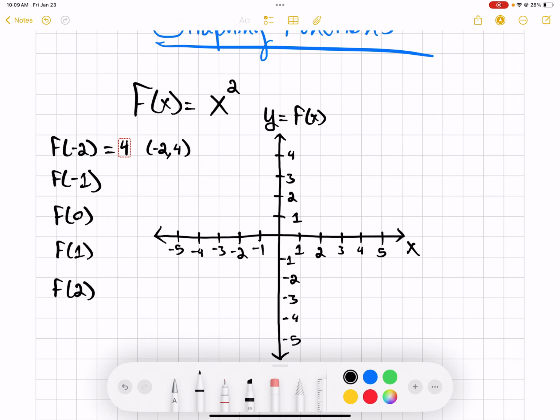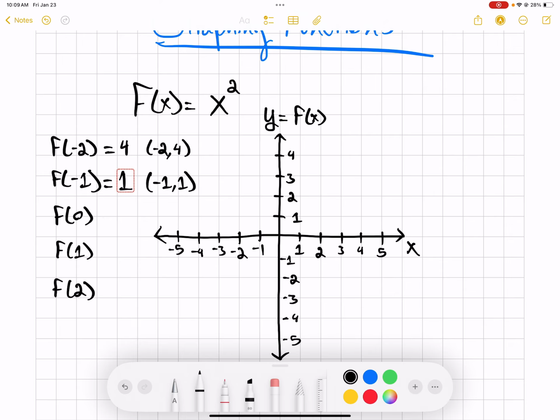Now let's do the same for f of -1. f of -1 would be -1 squared, which is equal to 1. So f of -1 is equal to 1, and as a coordinate point, it would be (-1, 1).